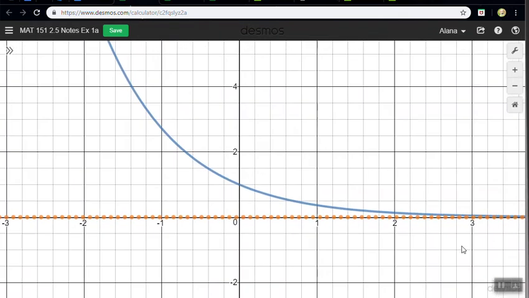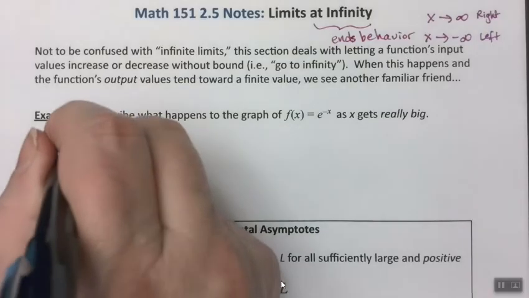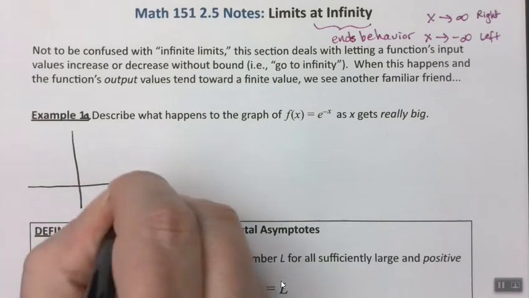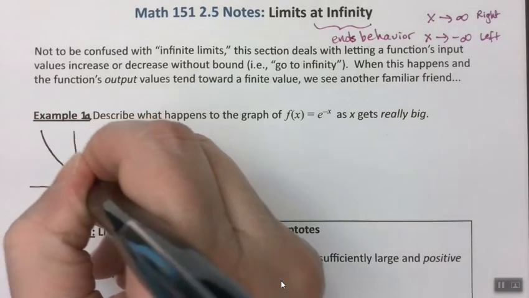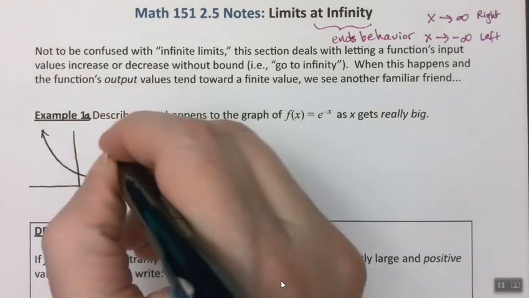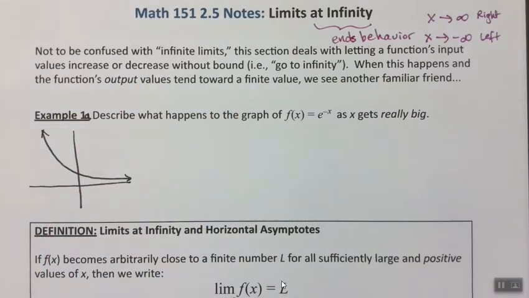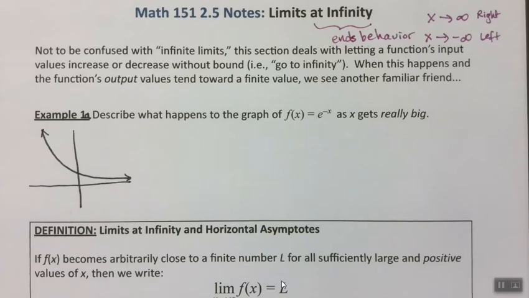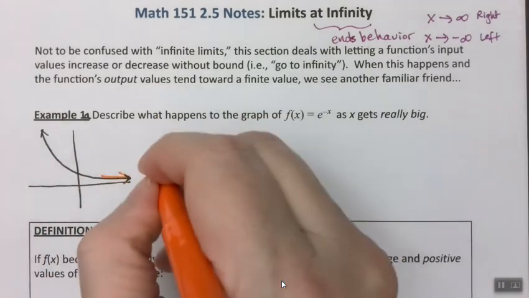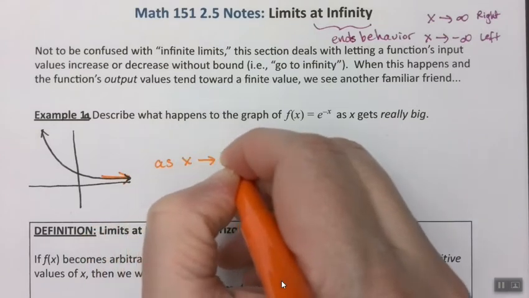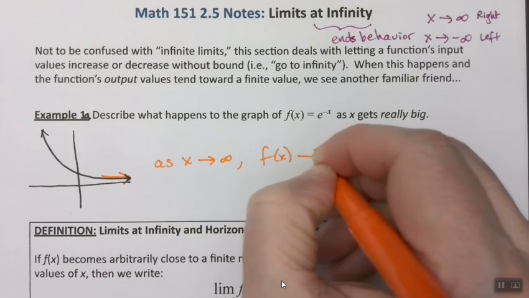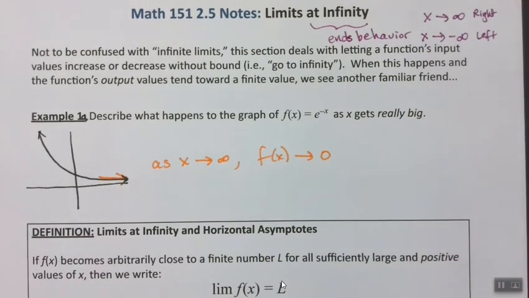So as x gets infinitely large, the f of x value, and therefore the graph, will get closer and closer to 0. So let me draw that on our notes. So I'm going to draw, let's see, a little axis here. I don't need to see any negatives, right? And then this is roughly the graph of f of x equals e to the negative x. And so we can say that as x gets really large, over here you can kind of see it, right? As x goes to infinity, f of x goes to 0.